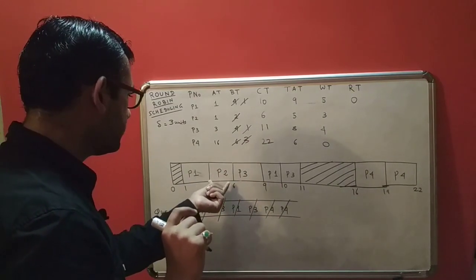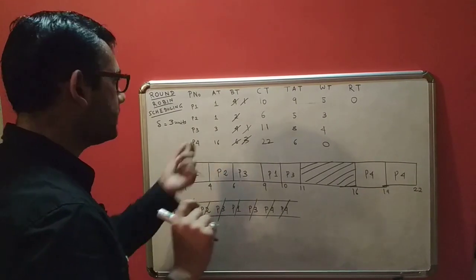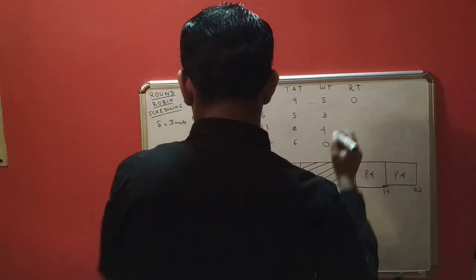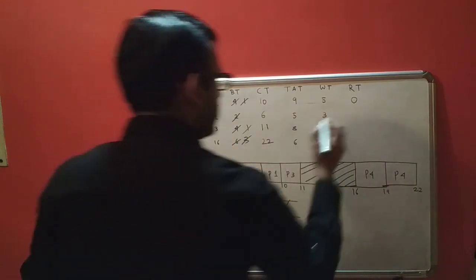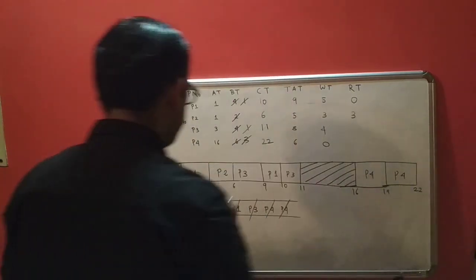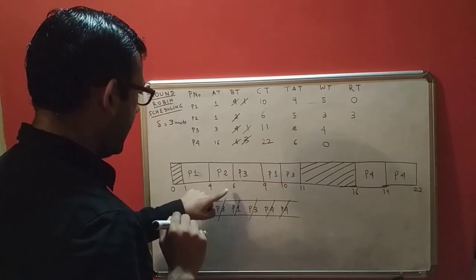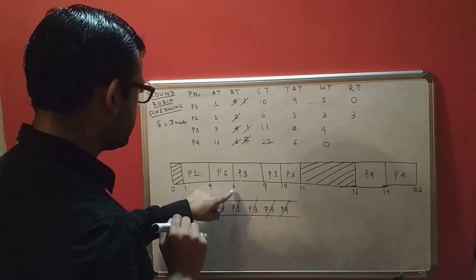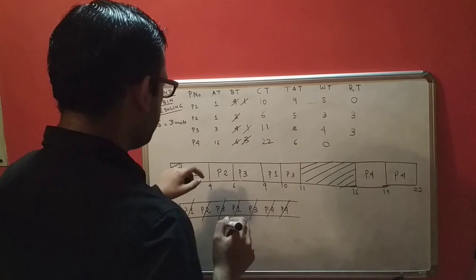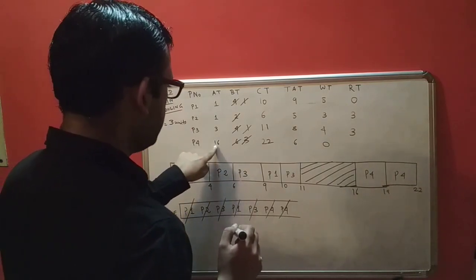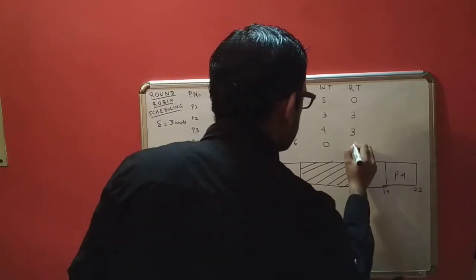So P2 gets hold of the CPU first at time unit 4 and its arrival time was 1, so 4 minus 1 is 3. Now, what about P3? See, P3's arrival time is 3 and the first time it got scheduled is 6, so 6 minus 3 is 3. And finally, what about P4? See, P4 arrived at time unit 16 and it got scheduled at time unit 16 as well. So 16 minus 16 is 0.